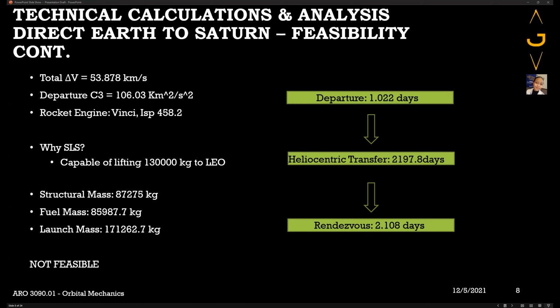On the left, we have a small overview of the total mission. We're using the Vinci as our rocket engine, which has a specific impulse of 458.2, and we're using the SLS, which is capable of lifting 130,000 kilograms to LEO. However, our total launch mass was 171,000 kilograms, which is way too big for the SLS to be lifting, and that is the reason why we deemed the mission not feasible.